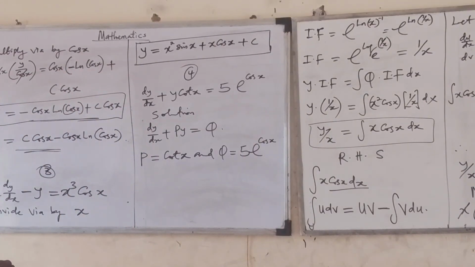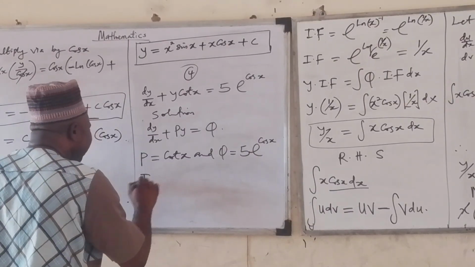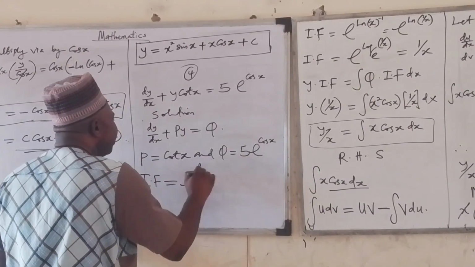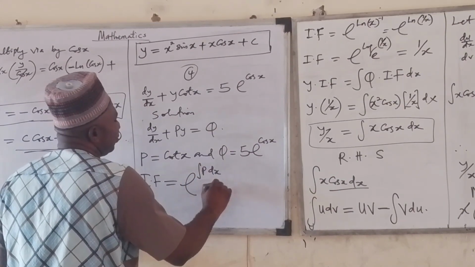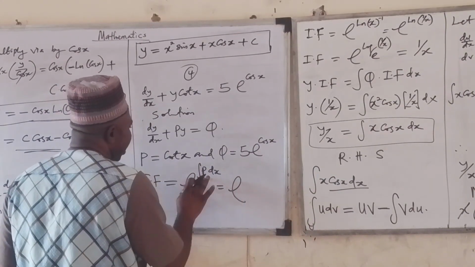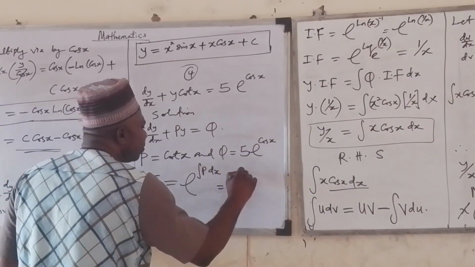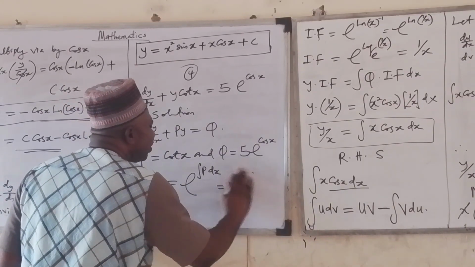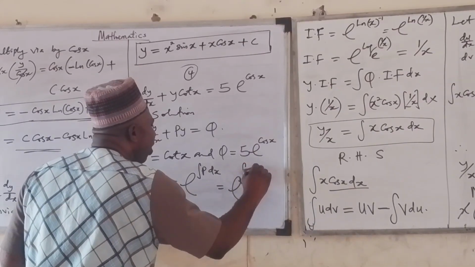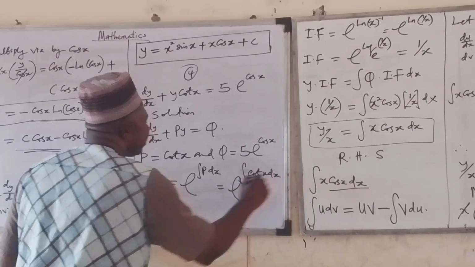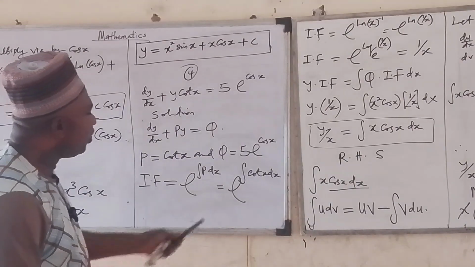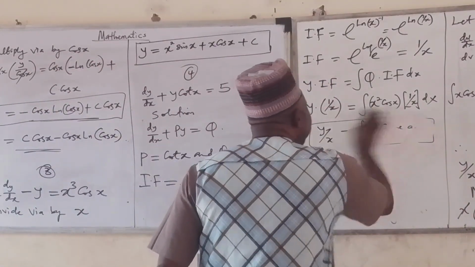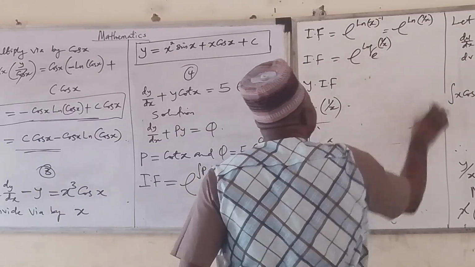Now let's look at the integrating factor. The integrating factor will be equal to e raised to the power of the integral of p dx. So that will give us e raised to the power of, the value of our p here is cot x, so we have cot x dx. Yes, that's e raised to the power of the integral of cot x dx. Now let's see the value of the integral of cot x dx.